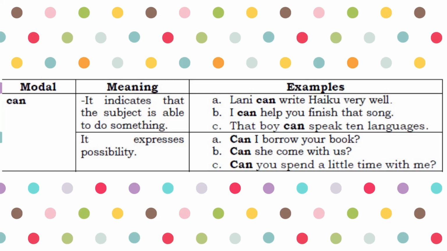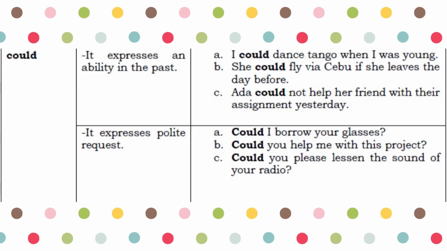Can also expresses possibility. For example, letter A. Can I borrow your book? Letter B. Can she come with us? Letter C. Can you spend a little time with me?